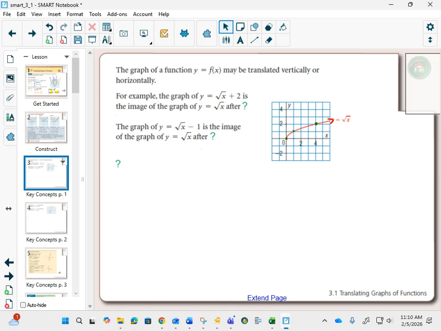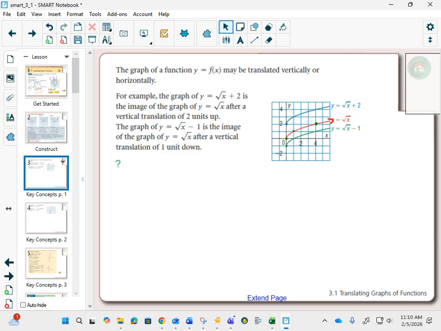And then if you were asked to graph the square root of x plus 2, that plus 2 is outside the function, and it will move it up 2 units. Okay? Now, if you had a minus 1 outside the function, it would move it down 1 unit.